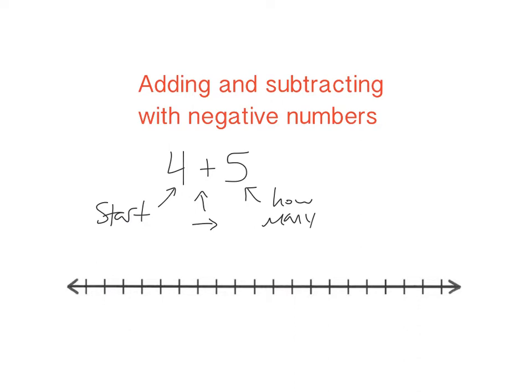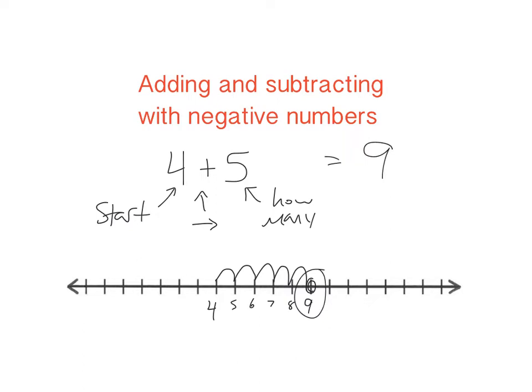So start at 4. I'm just going to call that 4. Doesn't matter if the zero's there or wherever. Let's just say that's 4. And then we're going to add, so that means go to the right. How many? 5. So 1, 2, 3, 4, 5. Whatever that is right there, that's our answer. If that's 4, that must mean that is 5, 6, 7, 8, and of course, we come to 9 as our answer.